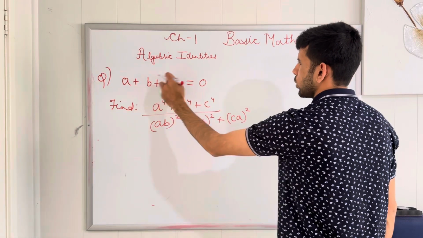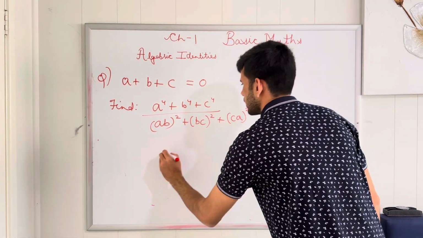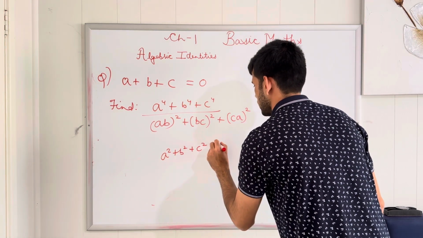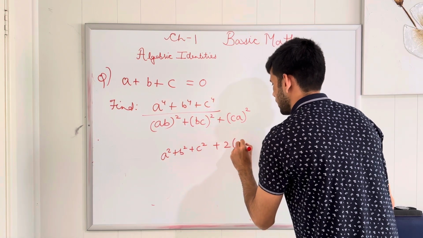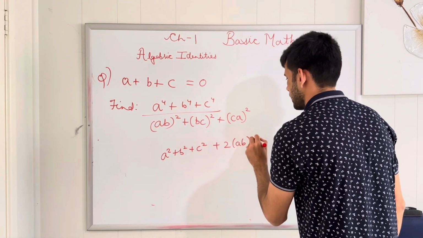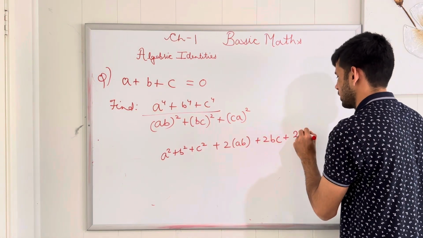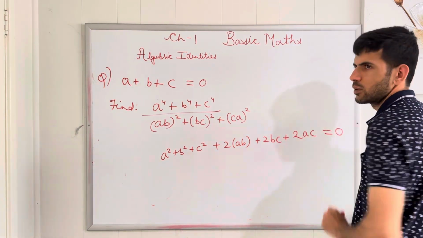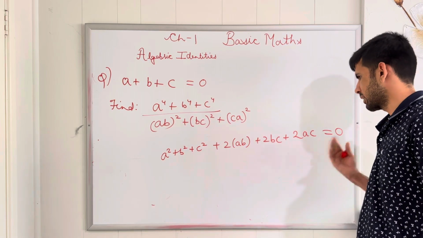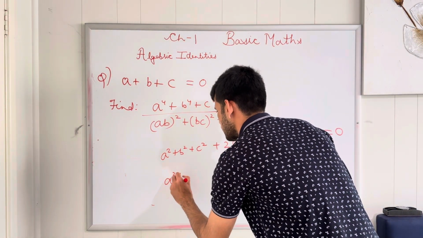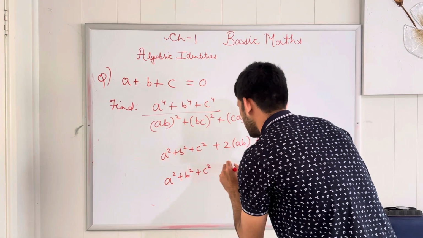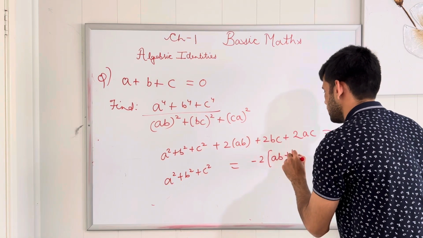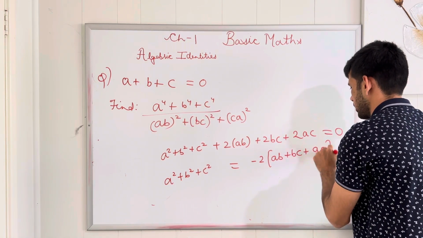What does that mean? If I square it, if I just take the square of this one, then I will get a square plus b square plus c square plus 2 times ab plus 2 times bc plus 2 times ac, right? And equal to 0. All right. And now if I bring these terms on the other side, then I get a square plus b square plus c square is equal to minus 2 times ab plus bc plus ac, right?